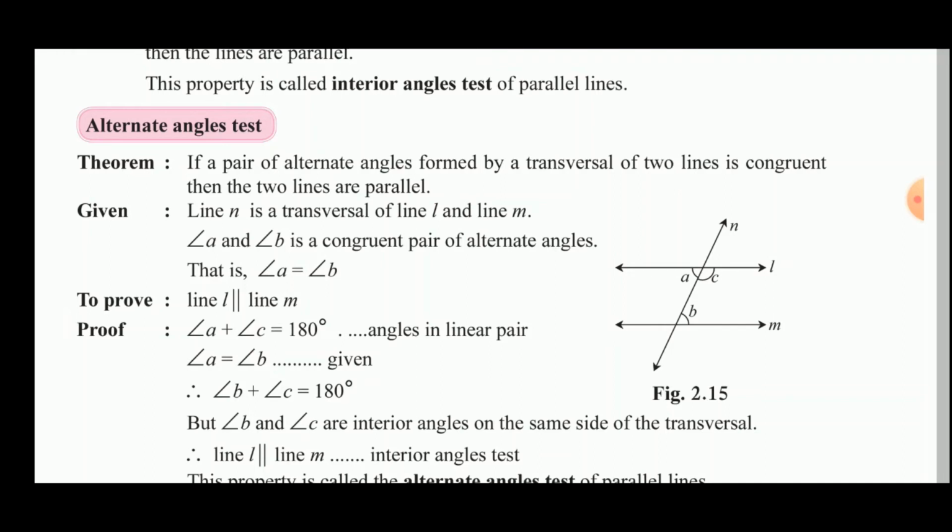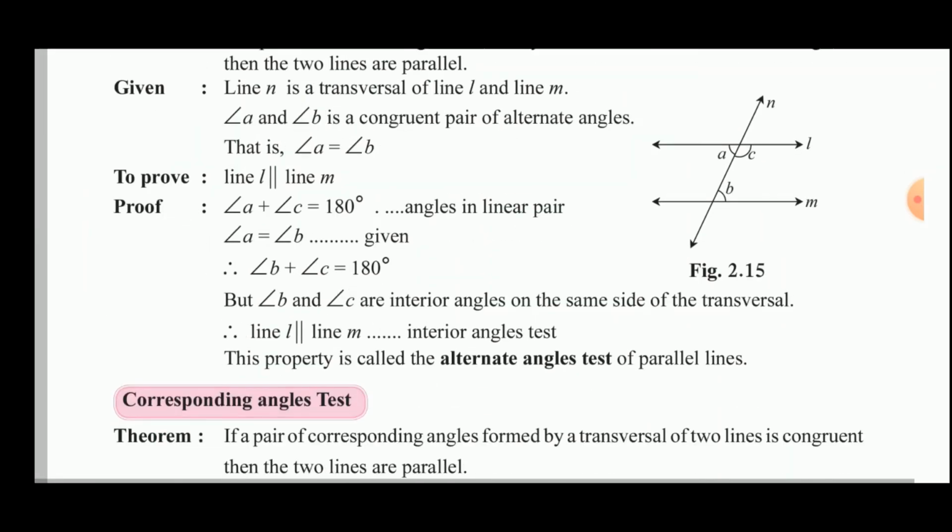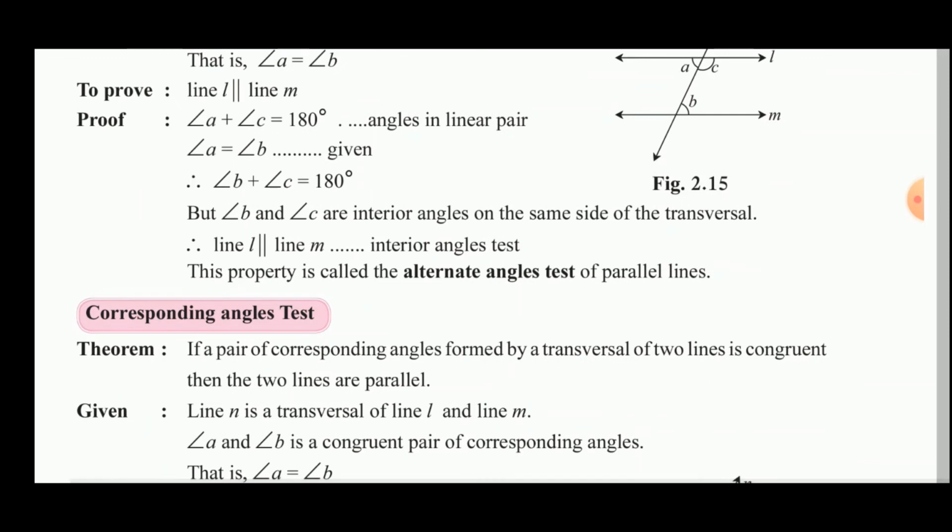Now we know angle A plus angle C is equal to 180 degrees, angles in a linear pair. Now angle A equals angle B is given. Therefore, we get angle B plus angle C is also equal to 180 degrees. But angle B and angle C are interior angles on the same side of the transversal. Therefore, line L is parallel to line M by the interior angles test. This property is called the alternate angles test of parallel lines.